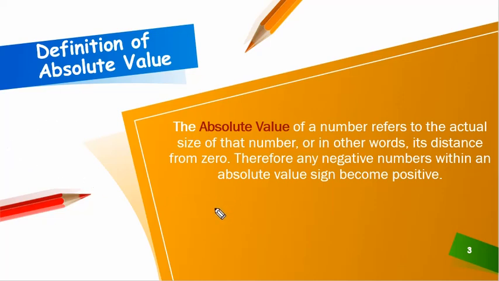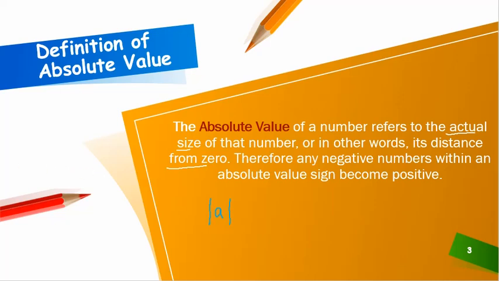Absolute value signs usually use two straight lines like this and the number in between. So let's say A. The absolute value of a number is always positive because it's showing the actual size of the number, or distance from zero. So absolute value is never negative in a sense.